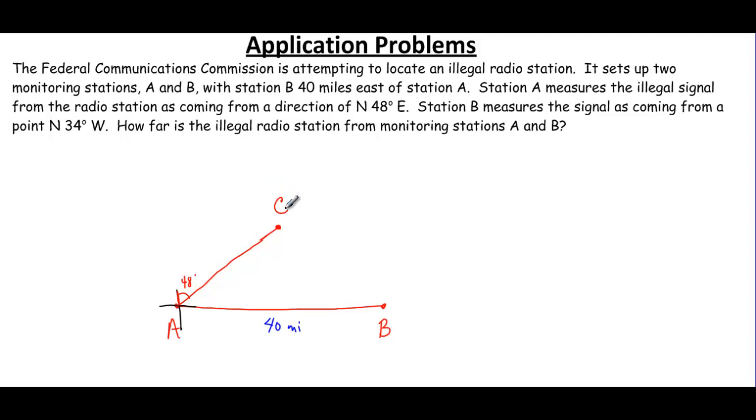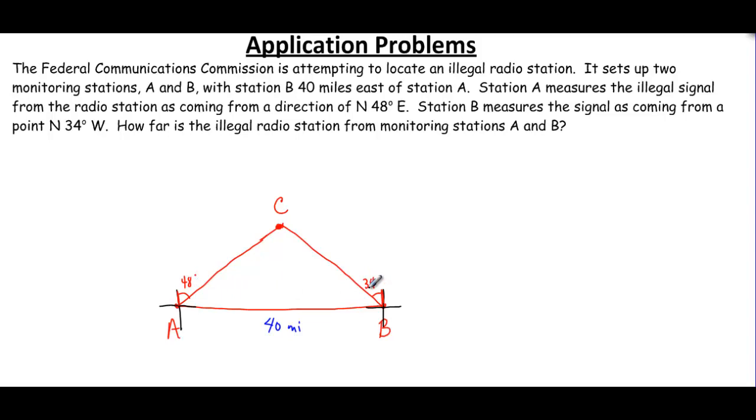Station B measures the signal as coming from a point north, 34 degrees west. So again, from B, I'm going to do my little crosshairs. My angle comes from the north, but I have to rotate 34 degrees to the west. And I know these should hit. Again, it's hard to draw it accurately here, but we know they're going to meet, but this is going to be my 34 degrees. And again, if you notice, these are on the outside of my triangle, which is okay.